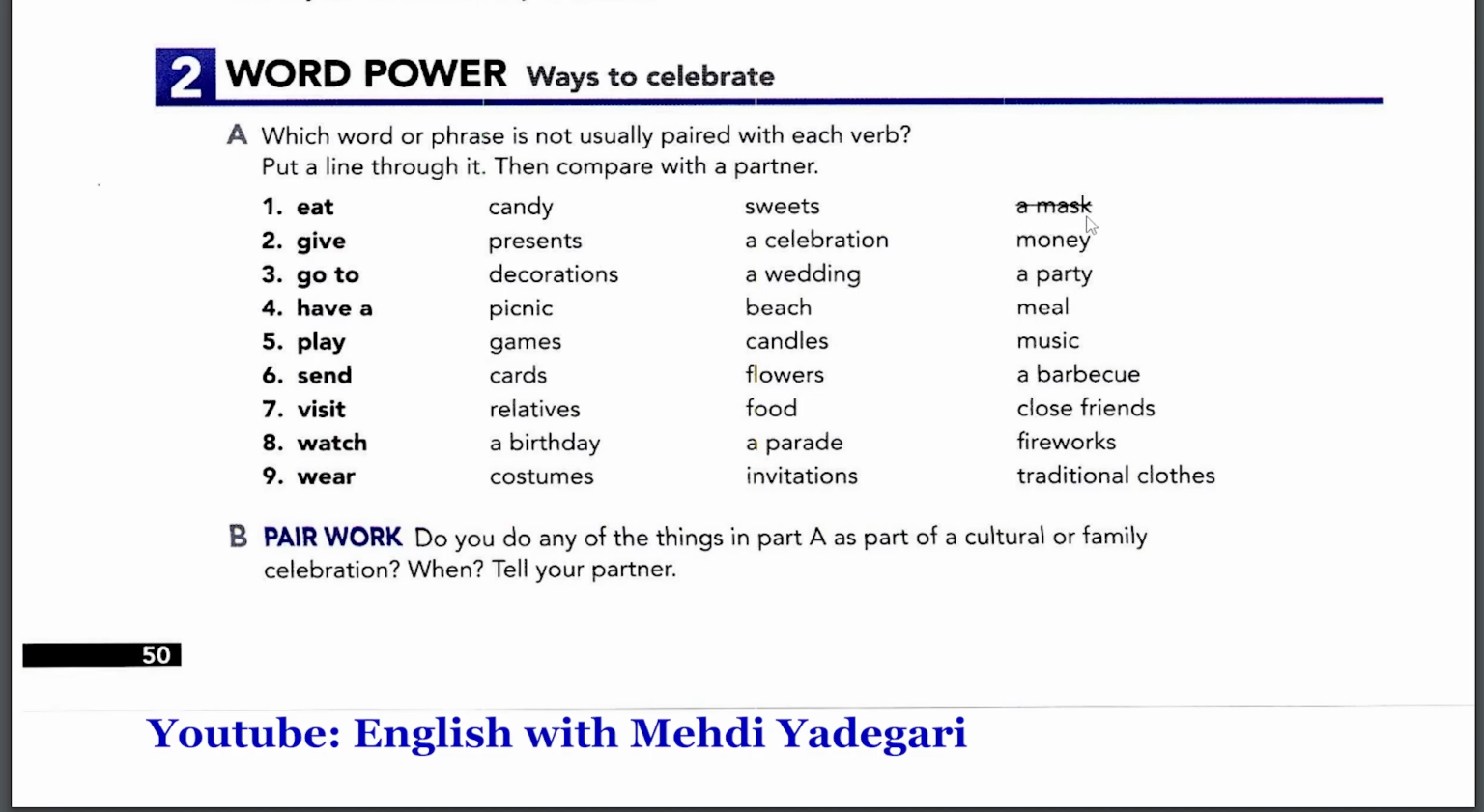This is a very easy training. Take a look at number 2 to number 9 and underline the word that cannot be paired with that verb. Now pause the video, do the exercise, and then play the video. Let's do them together.